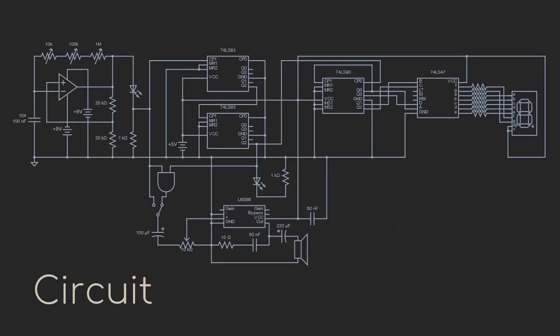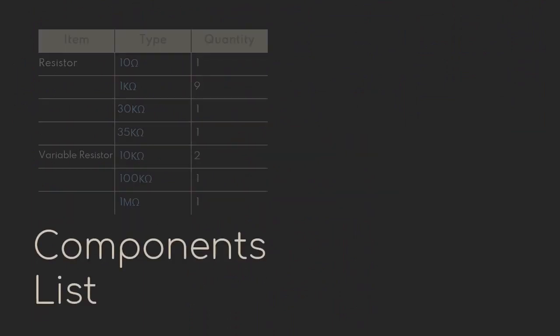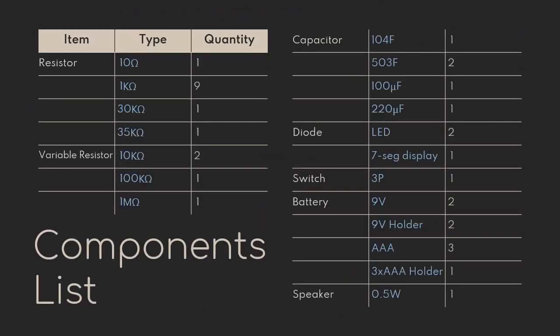This is a detailed circuit for implementation. To have a wide adjusting range and be capable of fine-tuning, we connected 3 different variable resistors in series as the feedback resistor. Here's the list of components excluding the breadboard and wires.